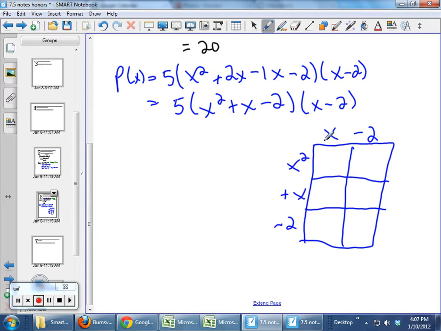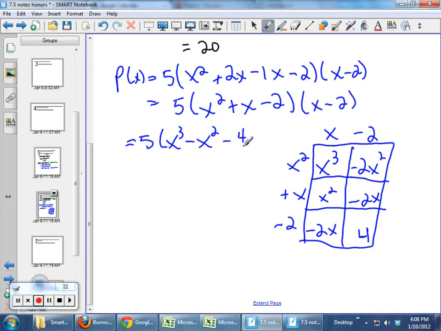we'll just multiply. So x squared times x is x to the third. X squared times -2 is -2x squared. X times x is x squared, minus 2x, minus 2x, and plus 4. So when we multiply these two, we'll have the 5 out in front. It's going to be x to the third, and then minus x squared, and then minus 4x, and then plus 4.